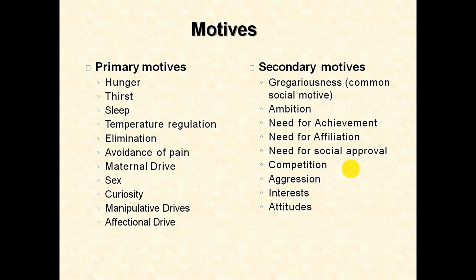Secondary motives. Most of the secondary motives are social motives. We call them social motives. Need for achievement, need for affiliation. The need to be with other people is referred to as affiliation.